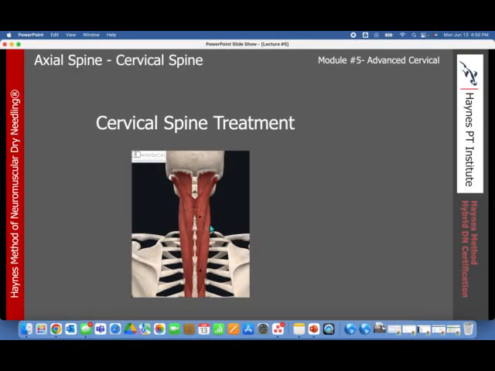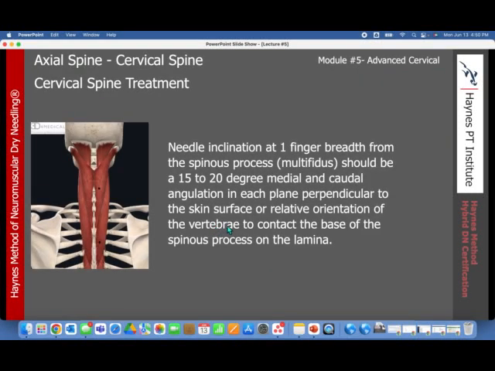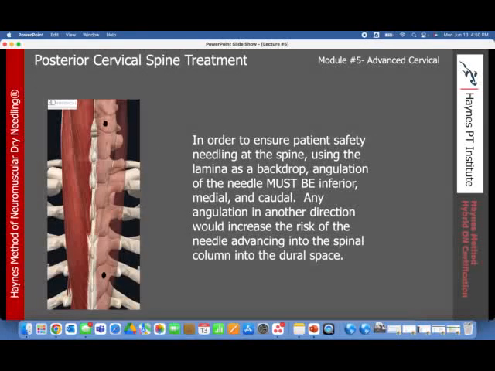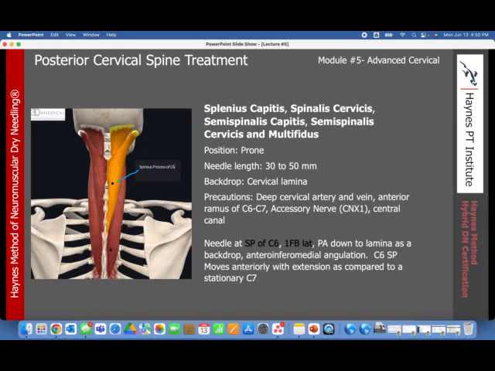Okay, so for our cervical spine treatment, again, per our discussion, one finger breadth away from the spinous process, about 15 to 20 degrees angled medially and caudally or inferiorly to reach the surface of the lamina. And so let's move on.